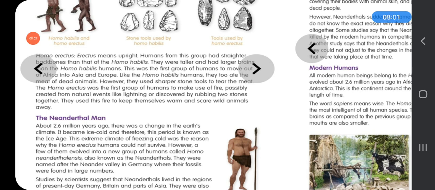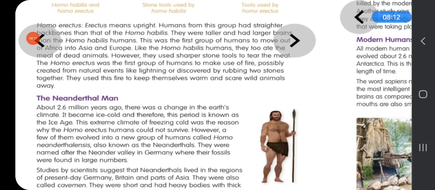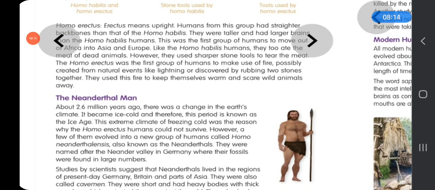They were taller and had larger brains, and this is called evolution of humans, becoming more advanced from the older one. This is called evolution. And they were taller and had larger brains than the Homo habilis humans. This was the first group of humans to move out of Africa into Asia and Europe. Homo erectus was the first group of humans to move out of Africa.